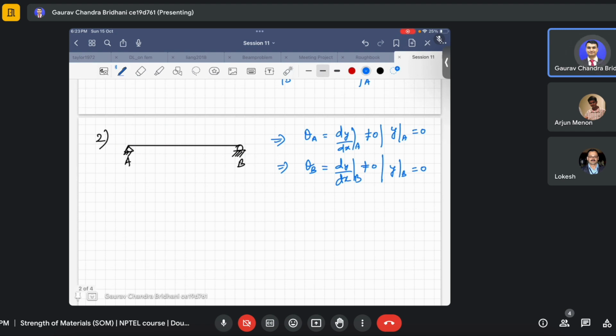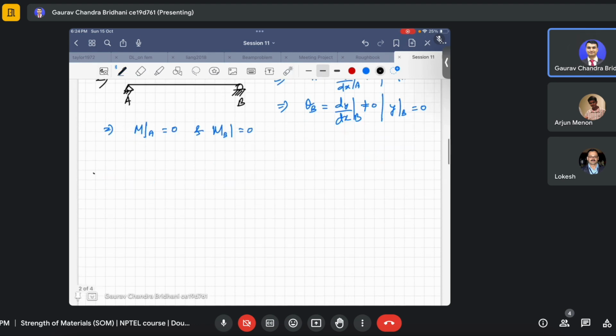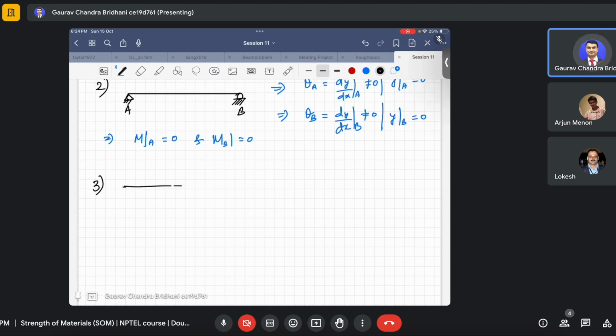And then what other conditions does it have? You know that the bending moment at a hinge is 0. At any kind of hinge the bending moment is 0, so we can use that property. In bending moments I will say M at A will be 0 and M at B will be 0. This we can point out. Similarly, we can have one more case, which is the propped cantilever case.